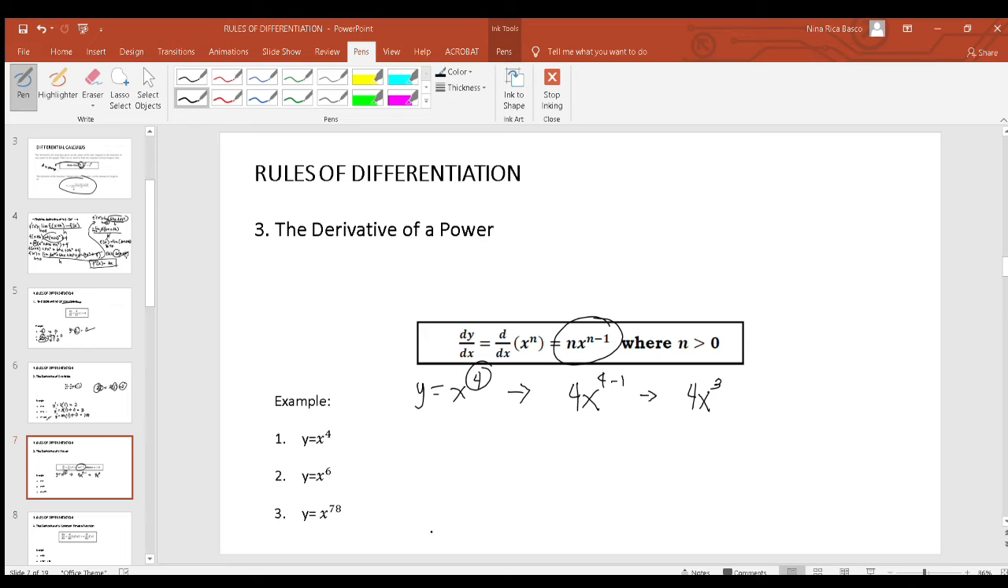How about if we have a coefficient to the x variable? For example, y is equals to 2x raised to 4. Anong gagawin natin dyan? Susundin pa rin natin yung rule natin. Okay? Let's bring down the exponent 4 multiplied by the coefficient kasi meron tayong 2 dito. 4 times 2, x raised to 4 minus 1. Therefore, the y prime natin is 8x raised to 3.